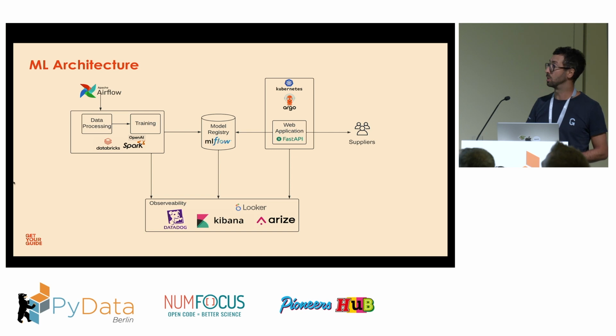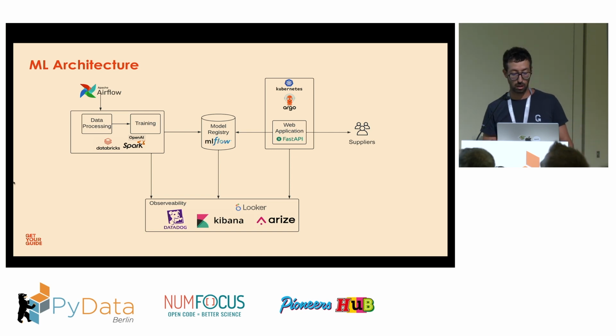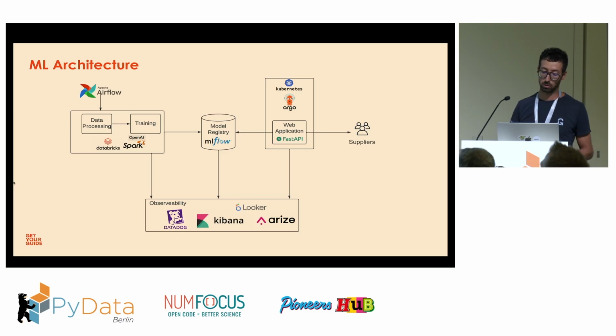All the process is observed with different tools. We use Datadog for live tracking of the main metrics and the API responses. We use Kibana for logging, Arize for inspecting the traces of the LLM, and Looker for business reporting.